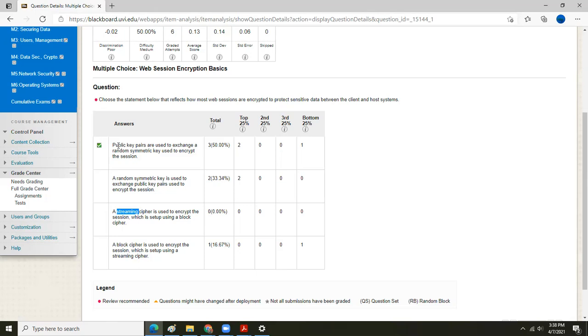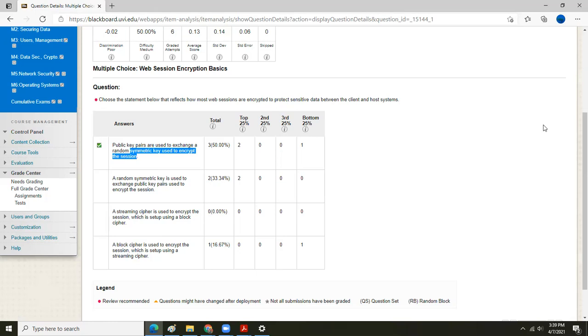Asymmetric are two key encryption systems. One's public, one's private. Basically, people have the key pairs. Everybody has public keys. And when you receive, well, so the statement is accurate. Public key pairs are used to exchange a random symmetric key used to encrypt the session. So the session is encrypted by a symmetric key. That's the first piece to understand.